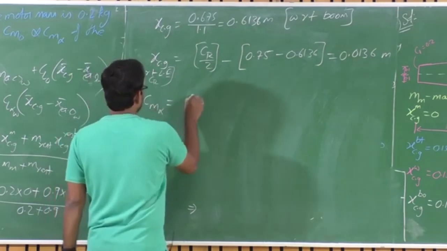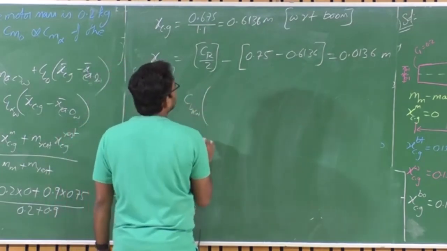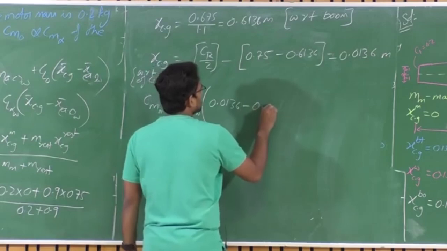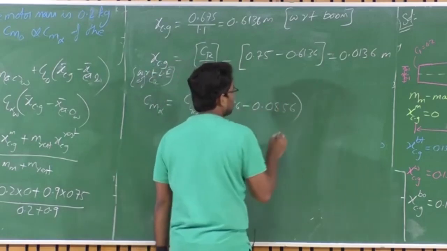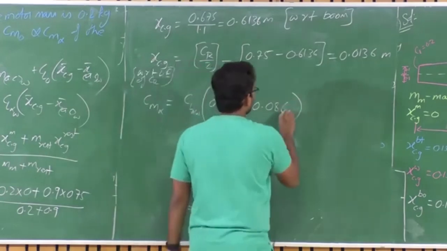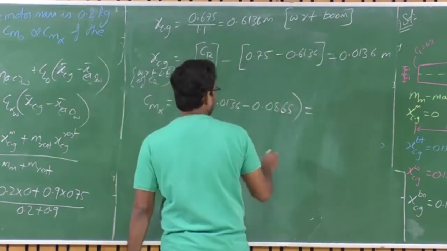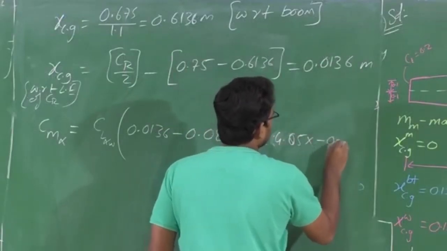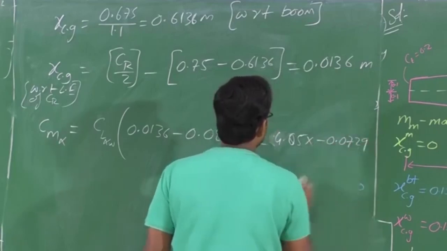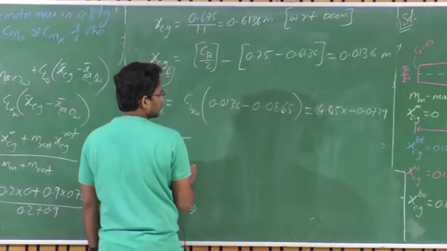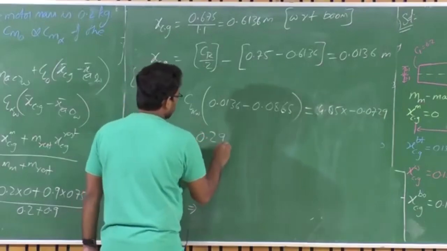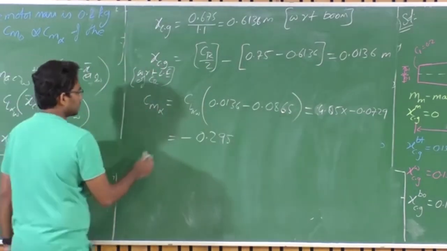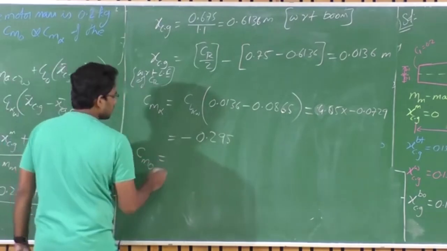So CM alpha is CL alpha of wing times X bar CG, which is 0 with respect to the leading edge of the root chord, minus X bar AC, 0.0865 meters. So this is approximately 4.05 multiplied by minus 0.0729. So this equals minus 0.295, closely minus 0.3. Right, CM alpha is minus 0.3.